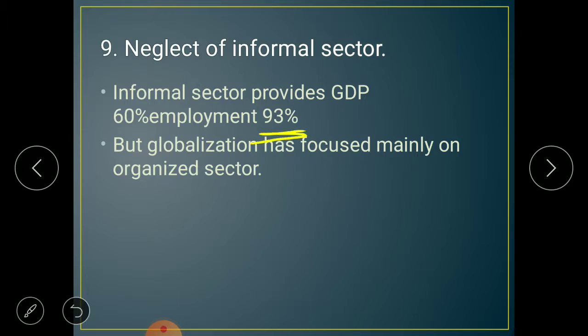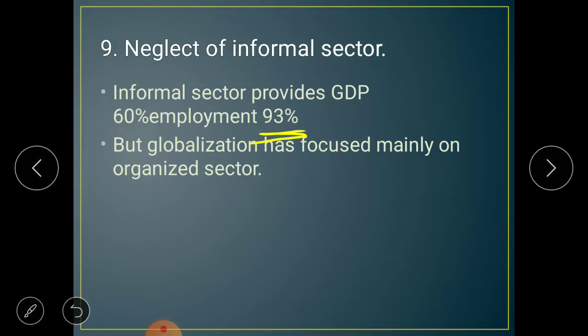You know, if we remove the metro cities like Mumbai, Delhi, Kolkata, and Chennai, then in most of the cities of India, most of the business is done by these street sellers only. So they are the biggest employment contributors, and they are contributing 60% to the GDP of India. But globalization has focused mainly on the organized sector.